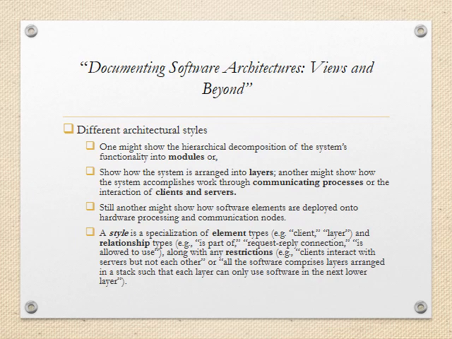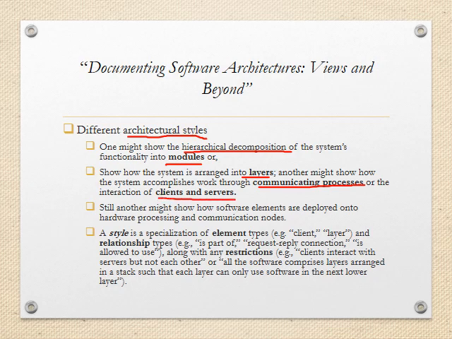Now, a view is a representation of a structure that is present in a software system. So we have different architecture styles we can use. First, one might show the hierarchical decomposition of the system components or functionality into modules, for example, classes, libraries, and packages. Another one shows how the system is arranged into layers. Another might show how the system accomplishes work through communication processes or the interaction of a client and server.